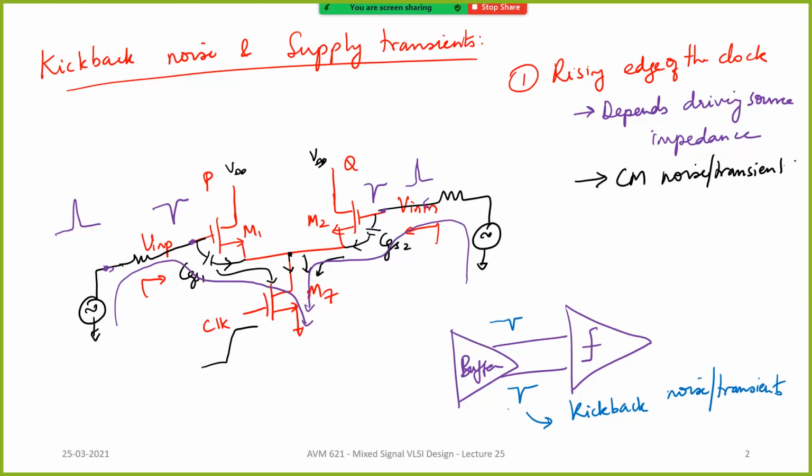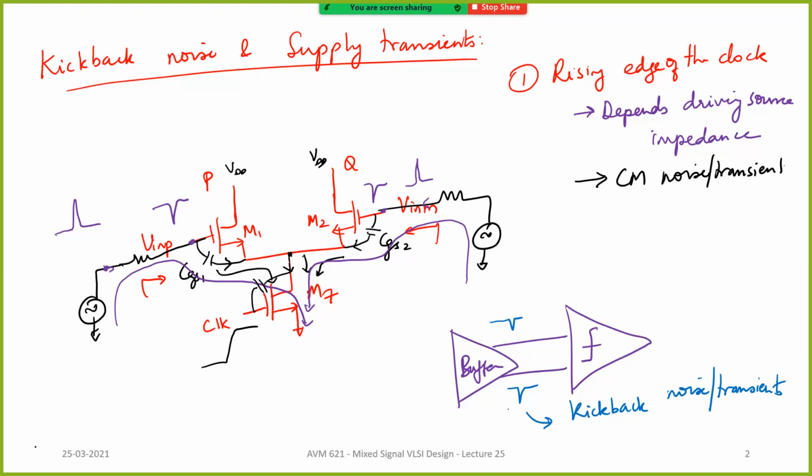Now, what else can happen? In the same way, what happens when the clock goes off? There you will also have coupling through the CGD of this capacitance and through this one. So probably when the clock is going off, it may not affect so much, but still you will see a small glitch, because there will be capacitive coupling, which is what we call clock feedthrough.